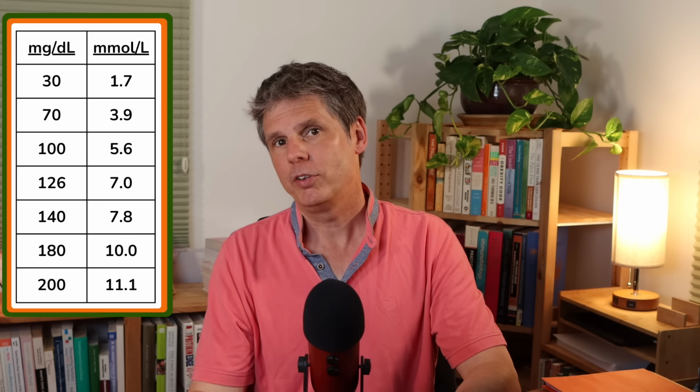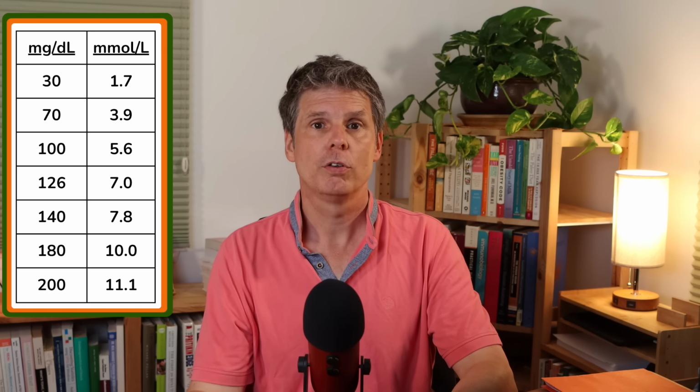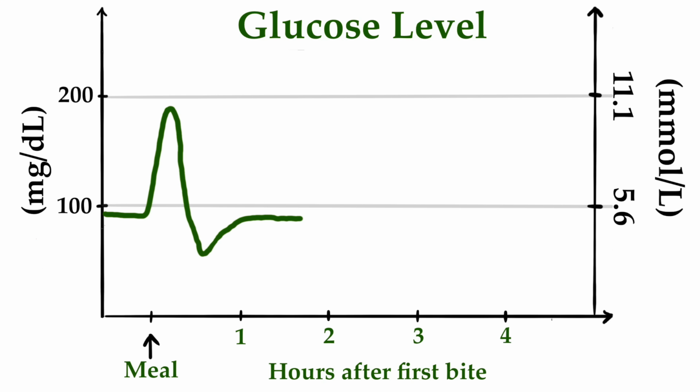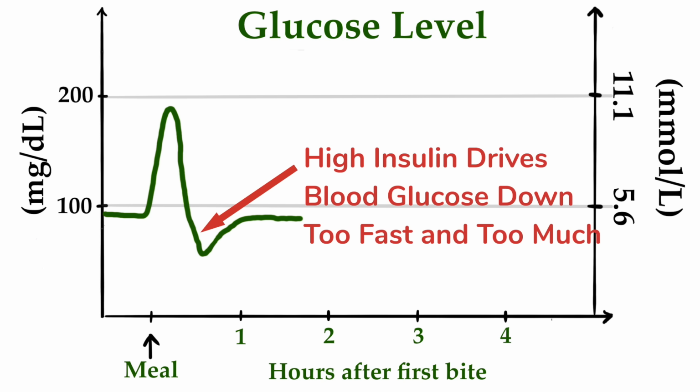Now, hypoglycemia can develop for many reasons, but a common reason is in response to a blood sugar spike. One thing that can happen is that someone eats a high-carb meal, and that leads to a rapid increase in blood sugar levels. And then the body senses that blood sugar levels are too high and secretes a lot of insulin. And that then drives glucose levels down too fast and too much.